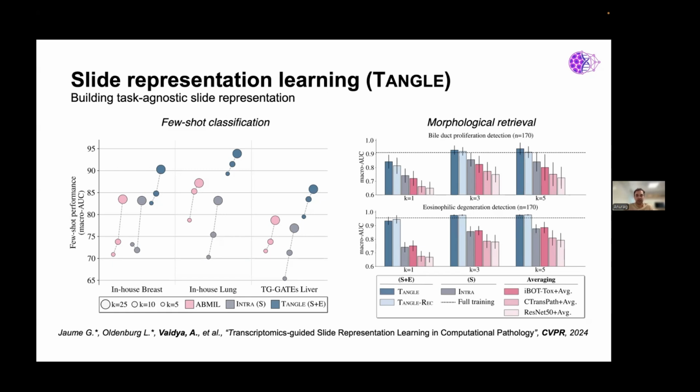So this is really a unimodal approach. And then Tangle, which is our multimodal approach. And you can really see the data efficiency of our approach here. With as few as one example, Tangle is able to outperform ABMIL with 25 examples. This is specifically about the breast subtyping task that I was referring to. On the right, we test what is called morphological retrieval, which is what I was referring to as prototyping in the previous slides. And here we are able to retrieve our samples at a much higher accuracy than any of the other approaches.